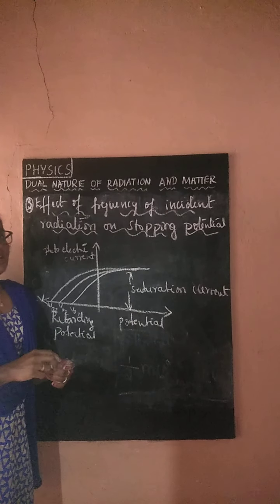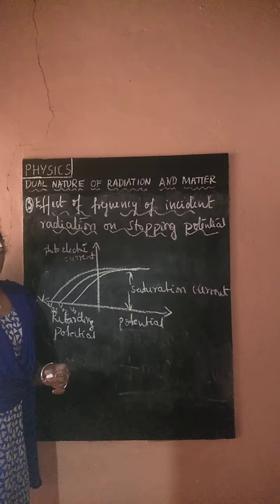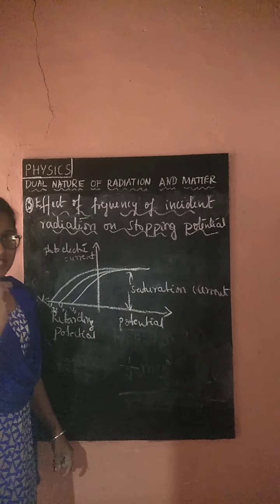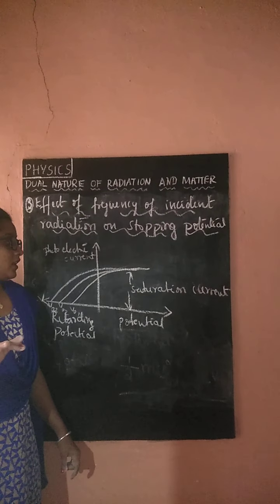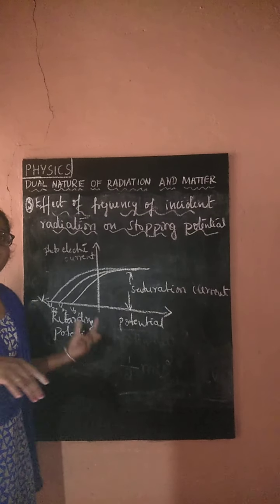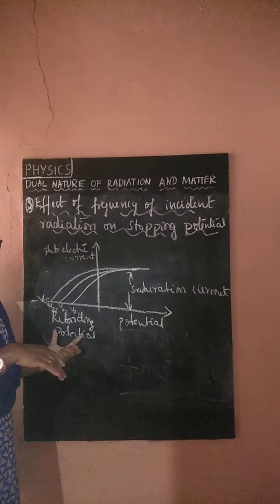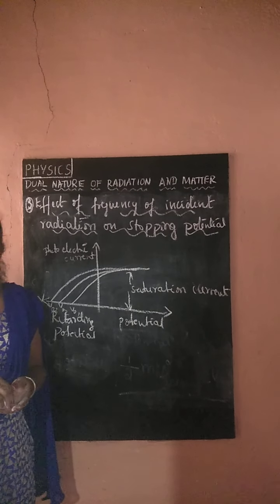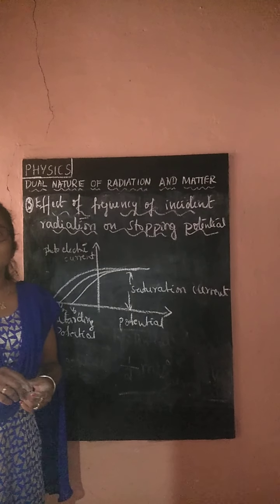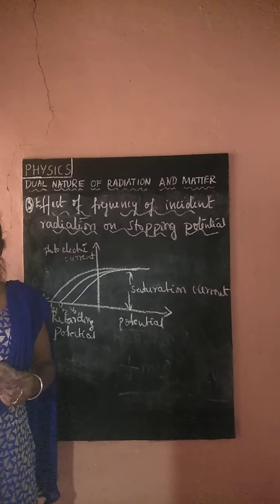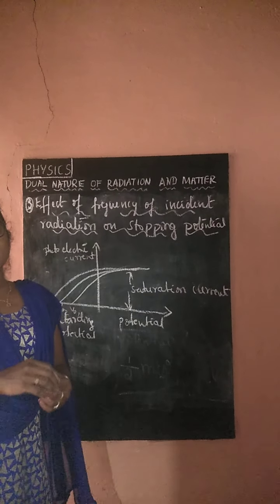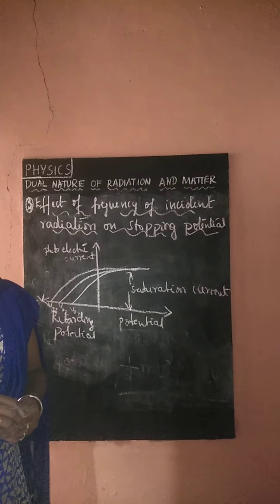If you keep the photosensitive plate and the intensity of the incident radiation constant, as we increase the frequency of incident radiation, the stopping potential also increases. They are directly proportional. So the maximum kinetic energy of an emitted electron or photoelectron is directly proportional to the frequency of the incident radiation.